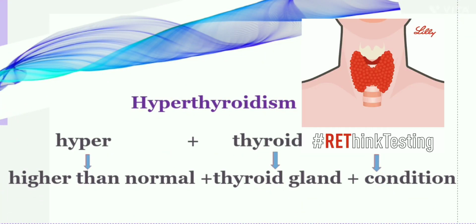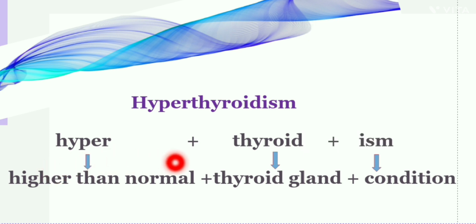hyperthyroidism. Hyper means higher than normal, thyroid means thyroid gland, ism means condition. So hyperthyroidism means a condition of thyroid gland higher than normal. So this is how this dissection method helps us memorize more words.